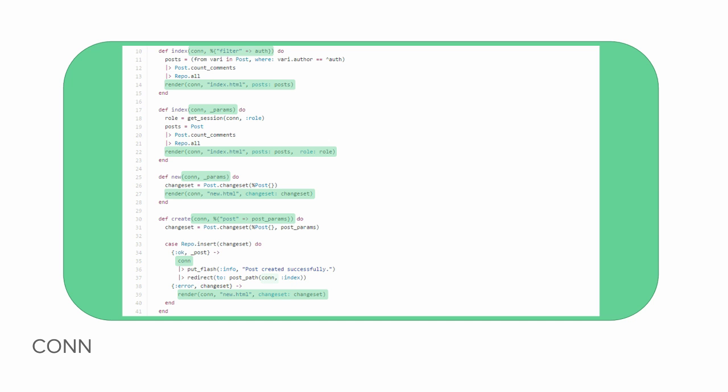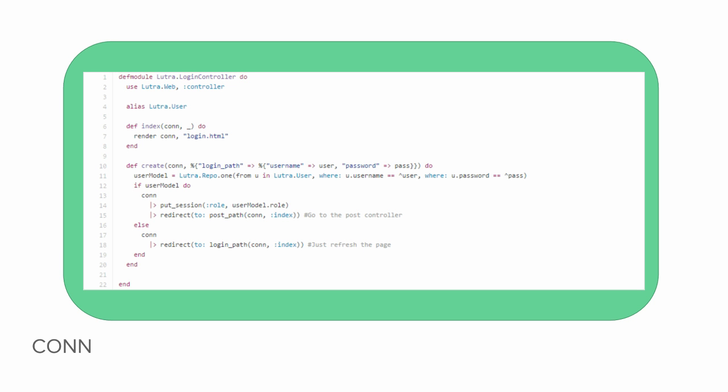Throughout the code, conn serves as the primary means of getting information and program flow from one section to the next. Information and parameters are piped into conn, where they are directed to the next action that the program takes.